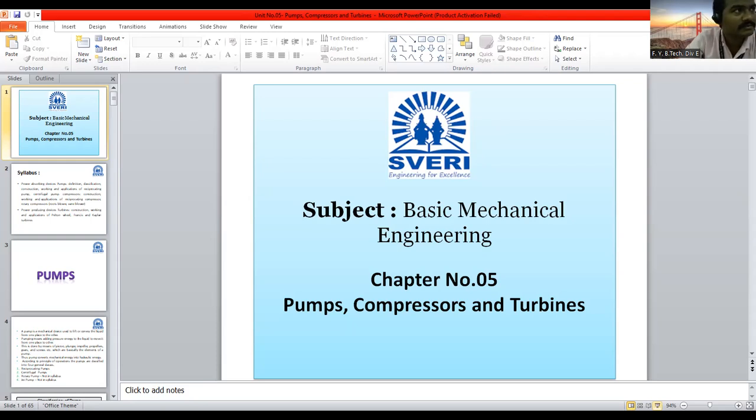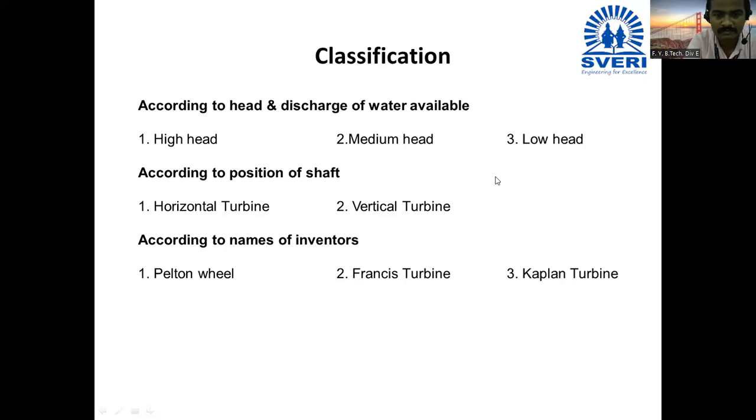Okay, screen is not visible. So what are the classifications of turbine? It is based on three factors. The first factor is according to the head and discharge of water available. The second factor is according to the position of shaft, that is the horizontal turbine and the vertical turbine. And the third factor considered for the classification of turbine is according to the names of inventors.